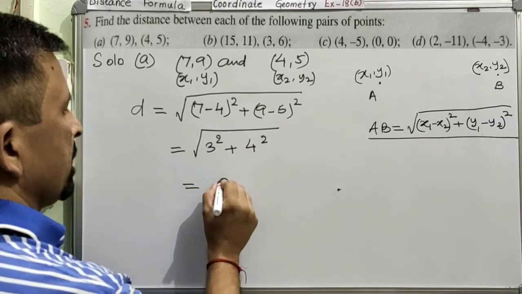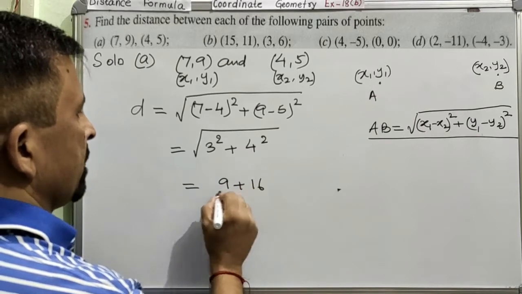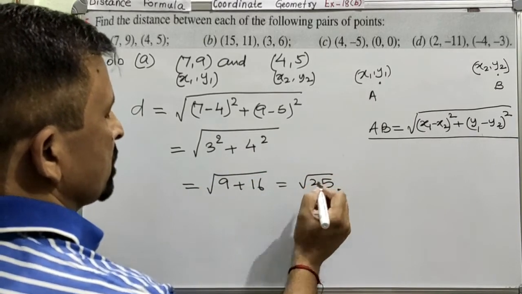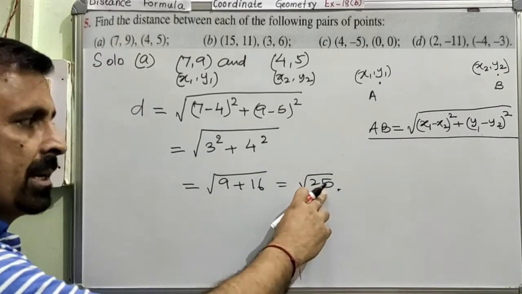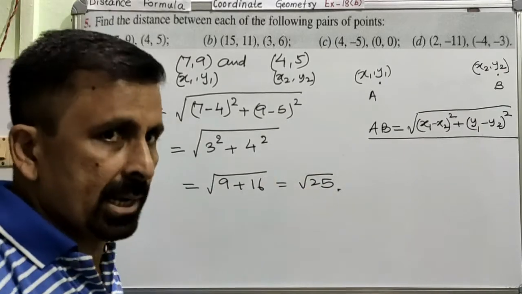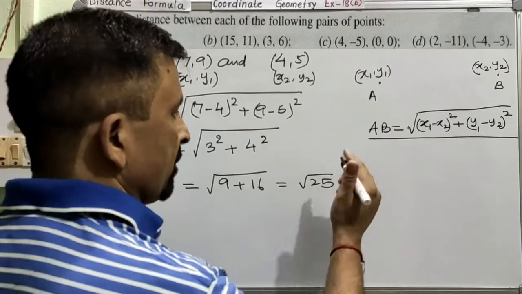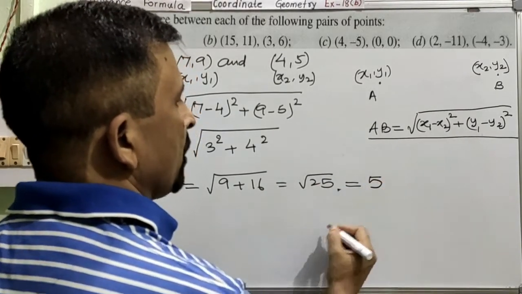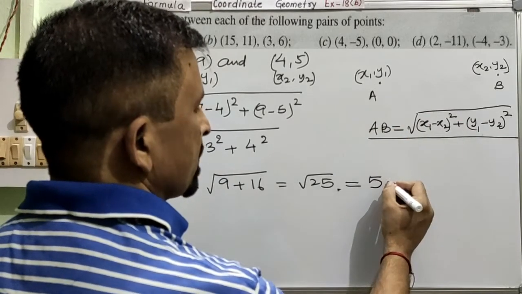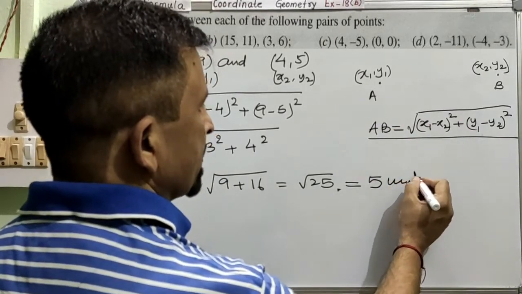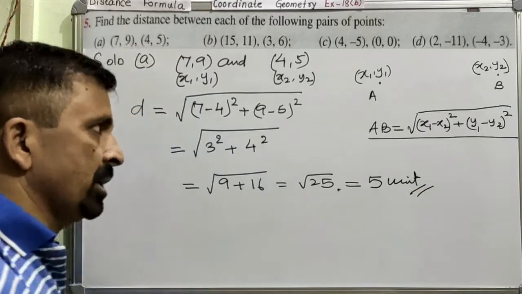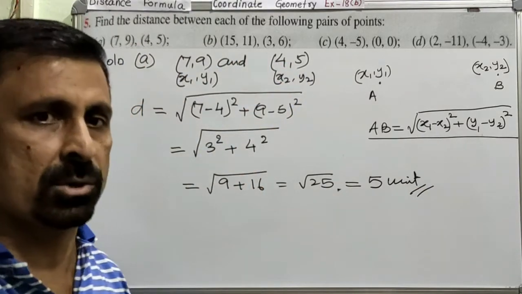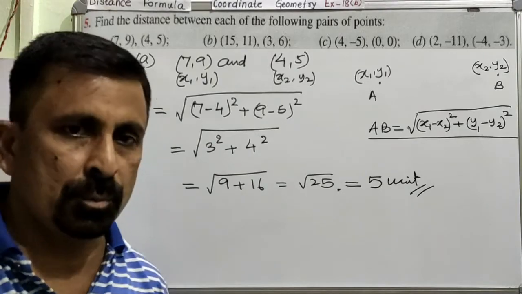This will become root over 9 plus 16, which is root over 25, and the number under the root sign is called the radicand. This radicand is a perfect square. We are very lucky. So the answer will be a whole number, and this is 5. And because it is distance, definitely this will have some unit, but we don't know what it is. So we can write this as 5 units. So the distance between these 2 points is 5 units. This is a very simple question, finding the distance between 2 points.